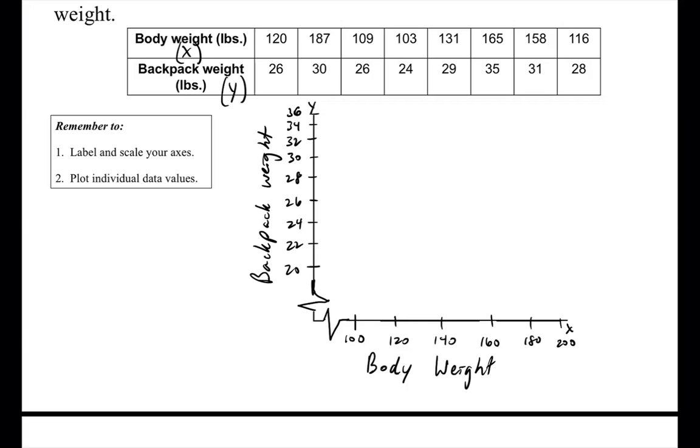Scatterplot. Scatterplots are plots that are scattered. So we just make dots. Plot individual data values. The first person is 120 pounds and their backpack weighs 26. So 120 pounds, 26. The next is 187 and 30. 109 and 26. 103 and 24.